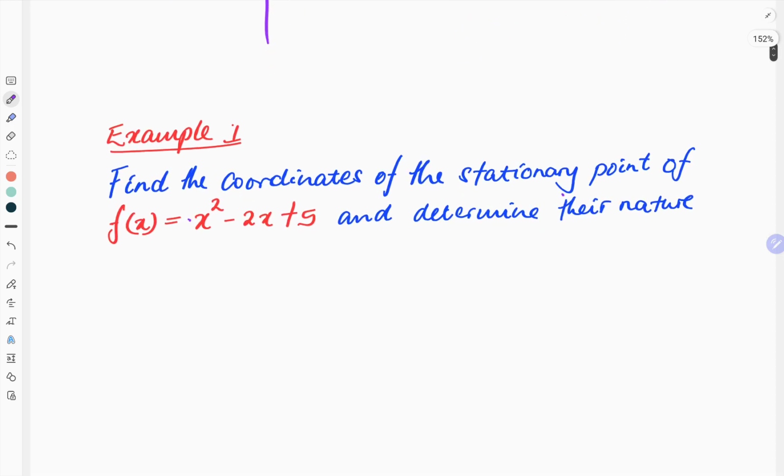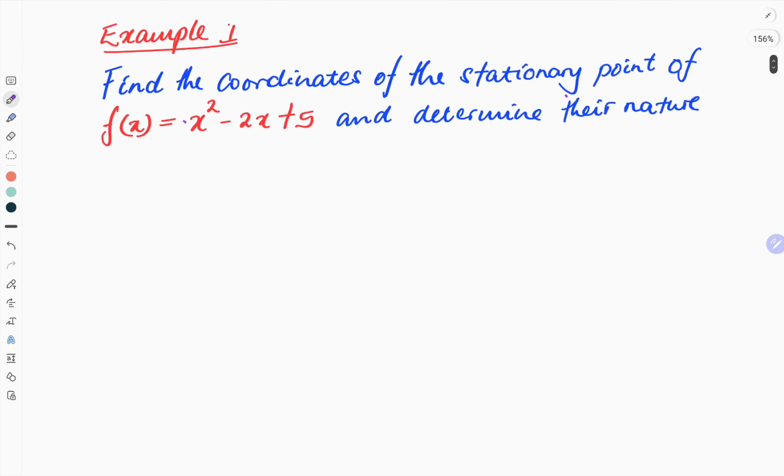In example 1, we are saying find the stationary points of f of x is equal to x squared minus 2x plus 5 and determine their nature. The first thing you want to do before you determine the nature is find the stationary point. Remember we said at the stationary point, dy dx is equal to 0.